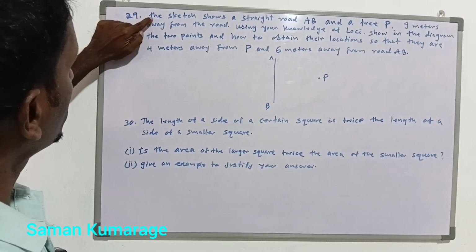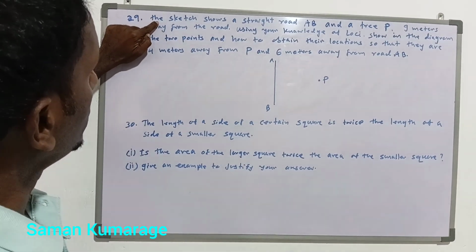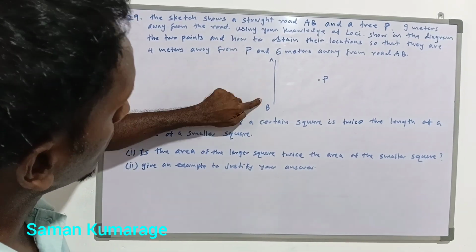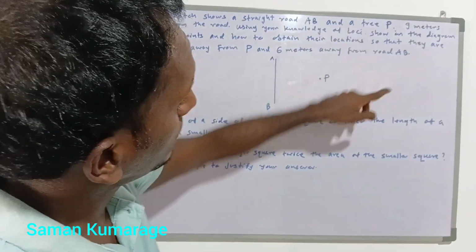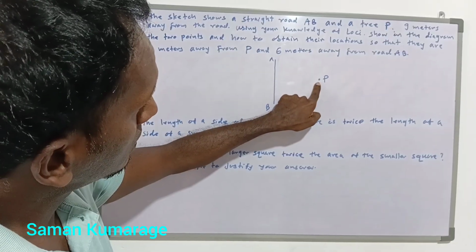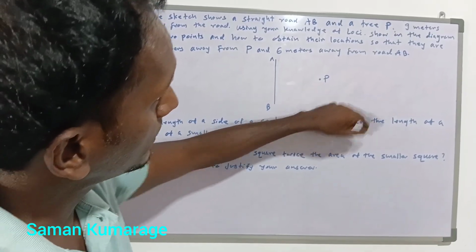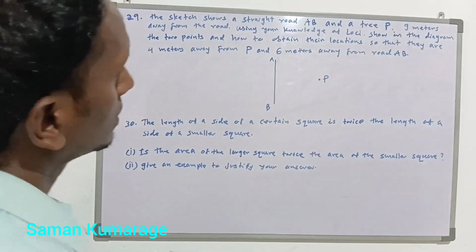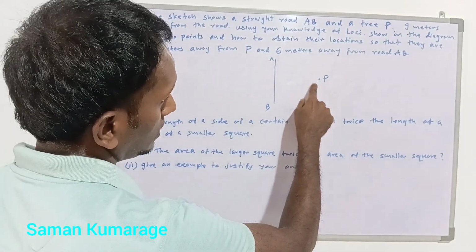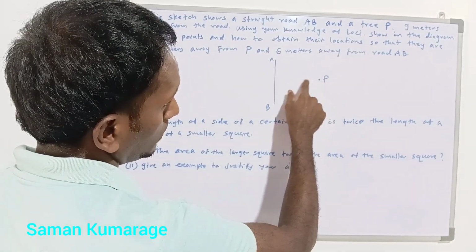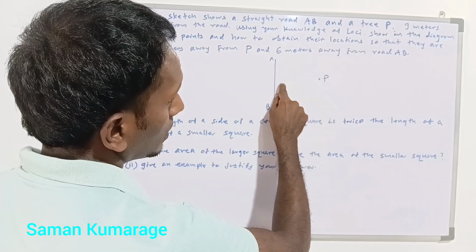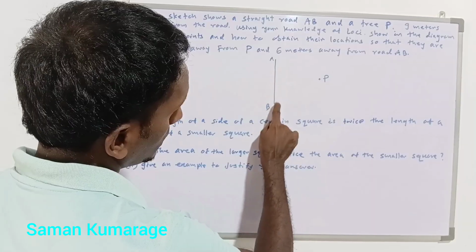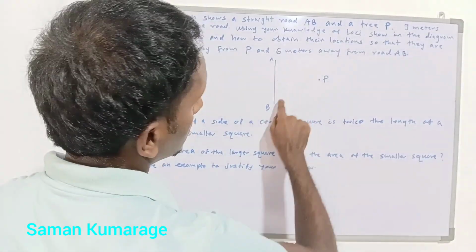Okay, 29th question. It says the sketch shows a straight road. This is the straight road AB and a tree P. At this point there is a tree located 9 meters away from the road. This point P, the place where the tree is, is 9 meters away from this line. This is the straight road.